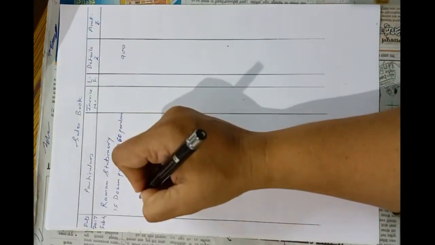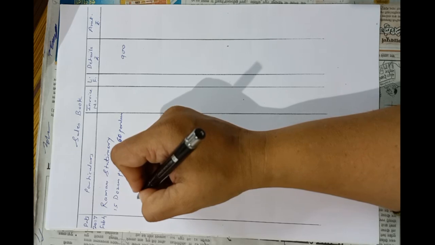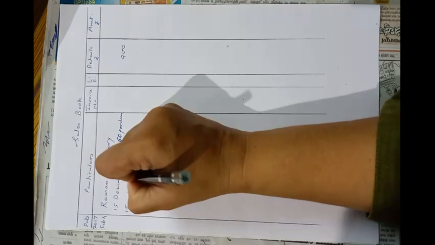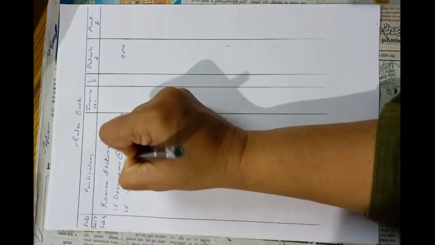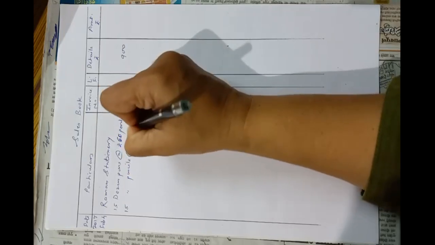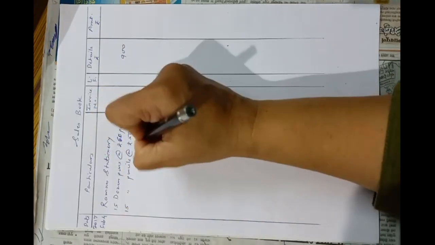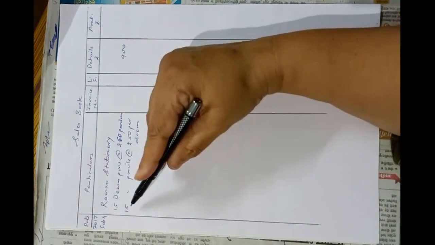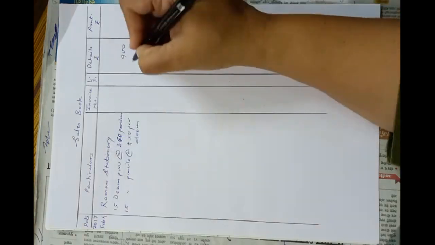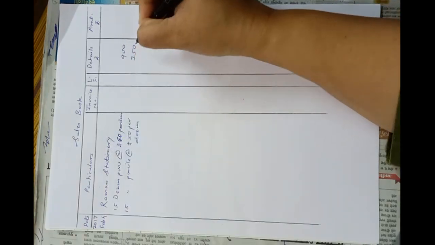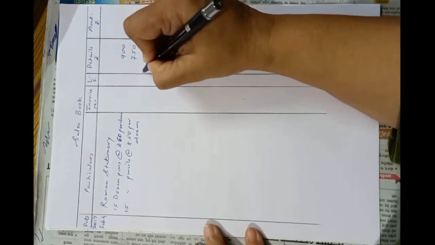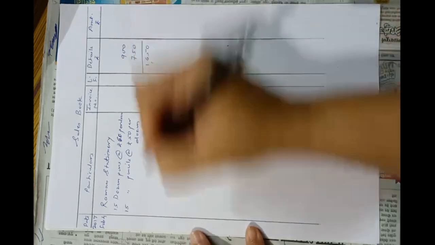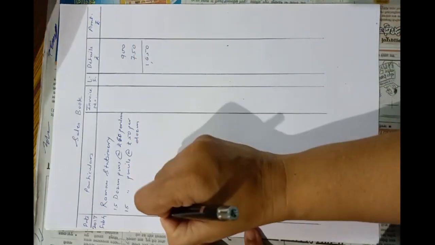Okay. Second transaction of Raman Stationery is 15 dozen pencils at rupees 50 per dozen. So 15 dozen pencils at rupees 50 per dozen. So 50 rupees into 15, that is 750. So it is 750, and now I will add it. It is 1650, and now we have to deduct the trade discount.